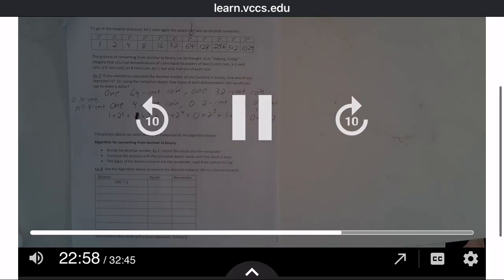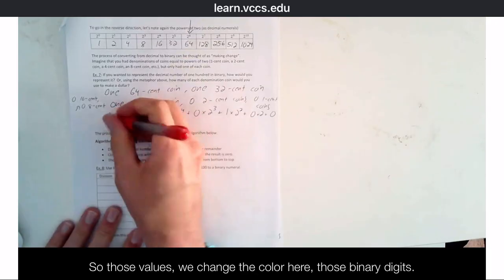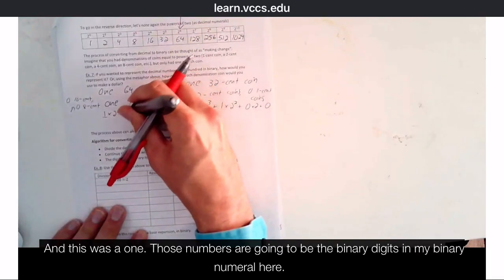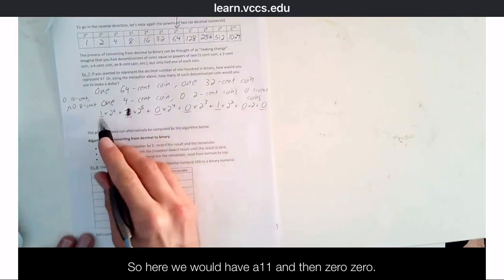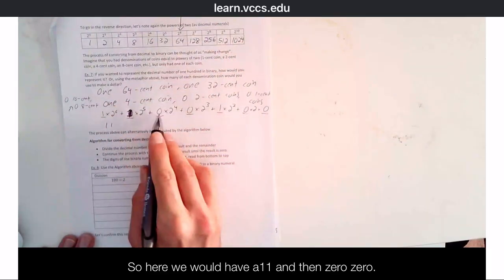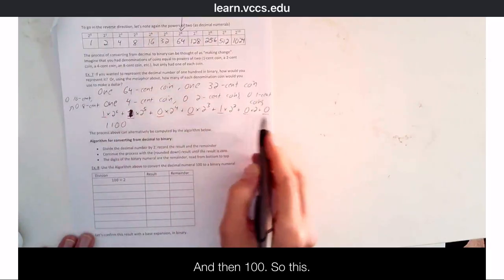We're figuring out what all of those numbers are that are multiplied by the various powers of 2. So those values, let me change the color here, those binary digits, and this was a 1, those numbers are going to be the binary digits in my binary numeral here. So here we would have a 1, 1, and then 0, 0, and then 1, 0, 0.